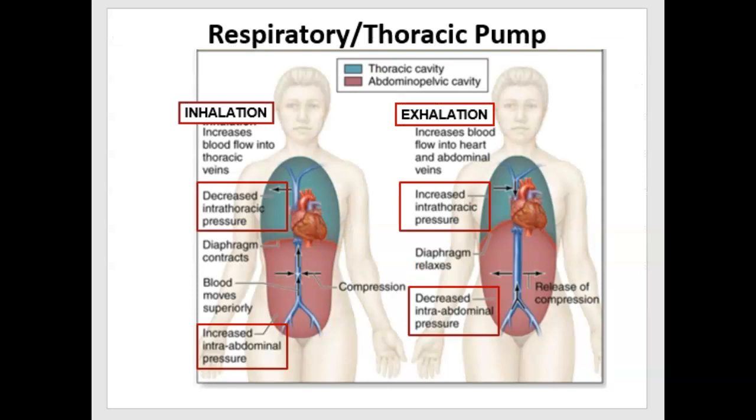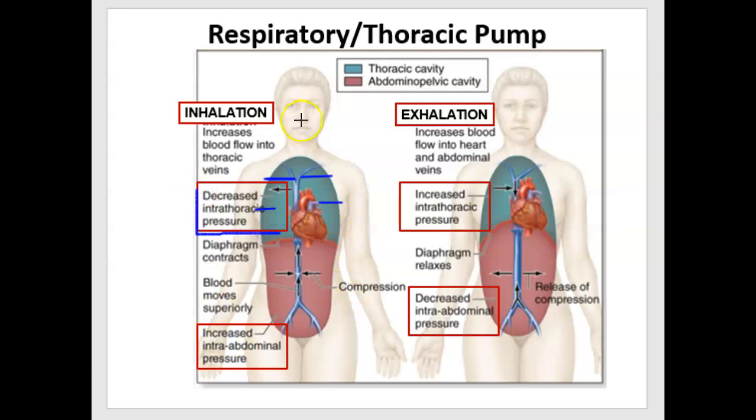Now let's look at the respiratory or thoracic pump, which helps blood flow in general. When we inhale, what happens is our rib cage expands. So our thoracic cage, if you will, gets bigger. That means that there's a bigger volume. If there's a bigger volume, there's lower pressure. So there's low pressure.